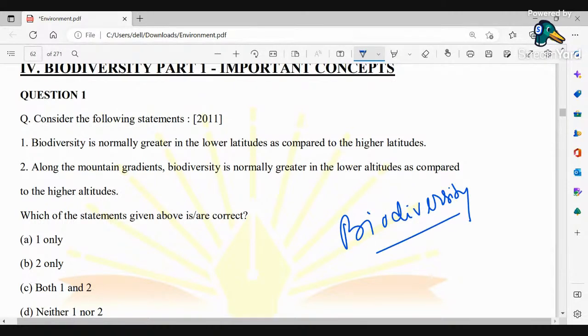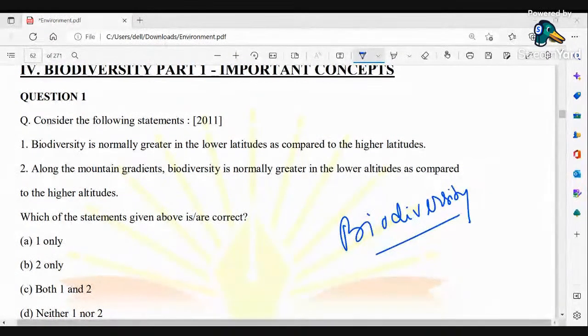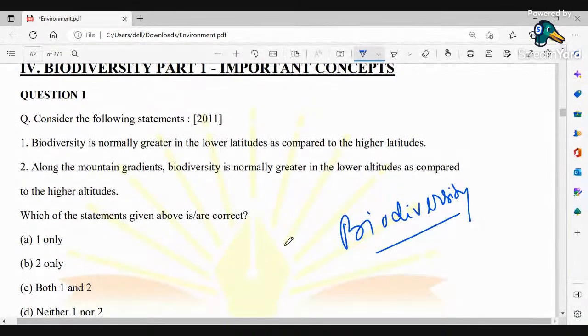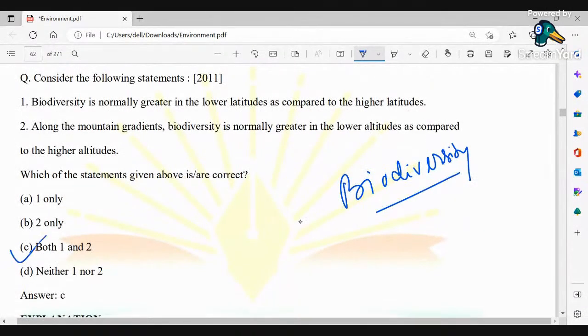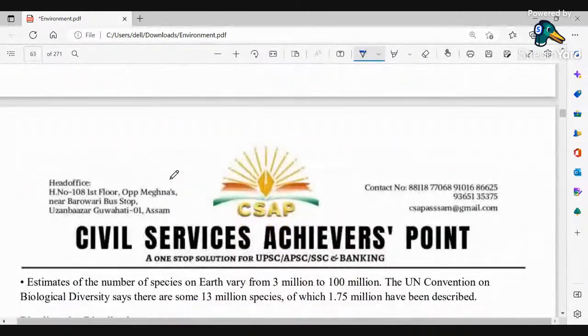Okay. So anyone with the correct options over here? Biodiversity is normally greater in lower latitudes as compared to higher latitudes. Along the mountain gradients, biodiversity is normally greater in the lower altitudes as compared to the higher altitudes. So anyone with the correct options of question number 1? Okay, good. So it is both 1 and 2, that is both the statements with respect to biodiversity are correct. Okay, coming to the next one.